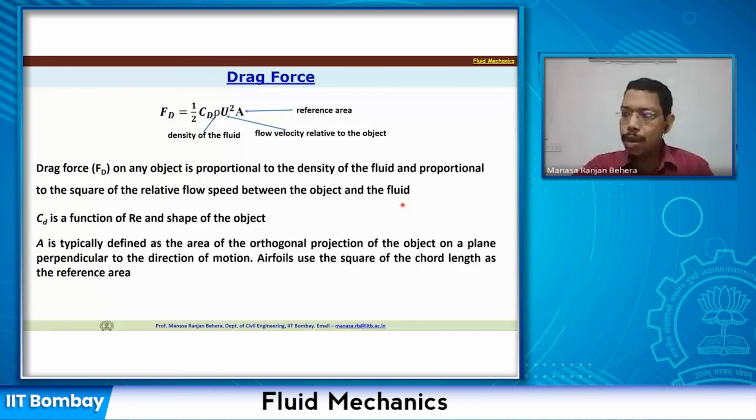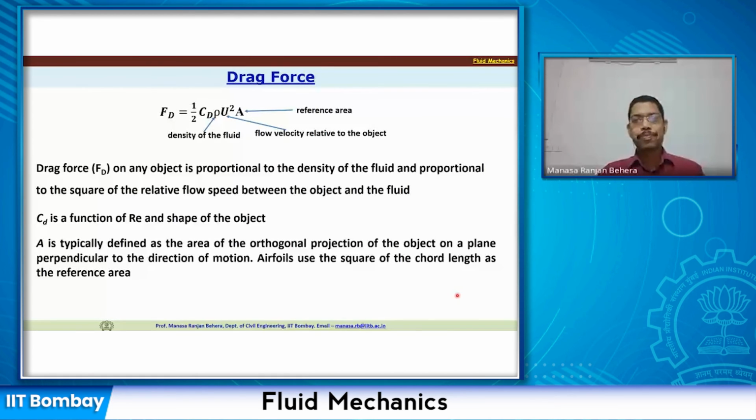Okay, if I have some object, let us say I have this object and the flow is coming from this direction, the drag force uses the orthogonal projection. If I take a cross section, which is the maximum area, that projection area is the area that I should consider to calculate my drag force. In case of a sphere, it is the disc kind of surface, right? So pi d square by 4 is your area, and that should be considered for this kind of calculation of drag force.